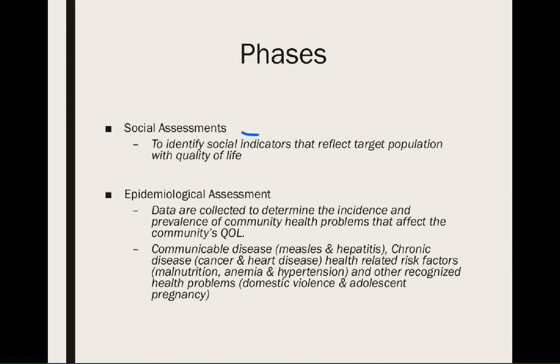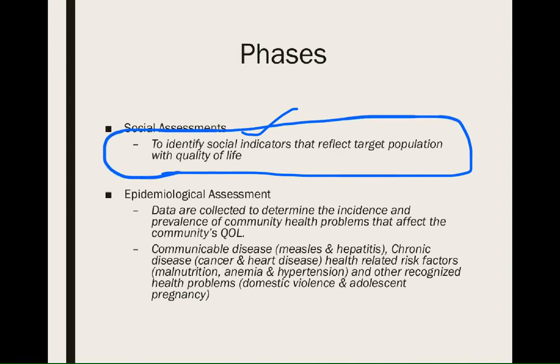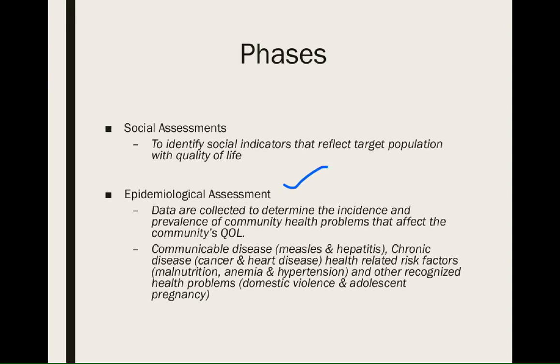The first phase is social assessment, is to identify social indicator that reflect target population with quality of life. And phase number 2 is epidemiological assessment. Data are collected to determine the incidence and prevalence of community health problems that affect the community quality of life. And the second point here is communicable disease, measure measles and hepatitis, chronic disease such as cancer and heart disease, health-related risk factor, malnutrition, anemia, and hypertension, and other recognized health problems, which is domestic violence and adolescent pregnancy.